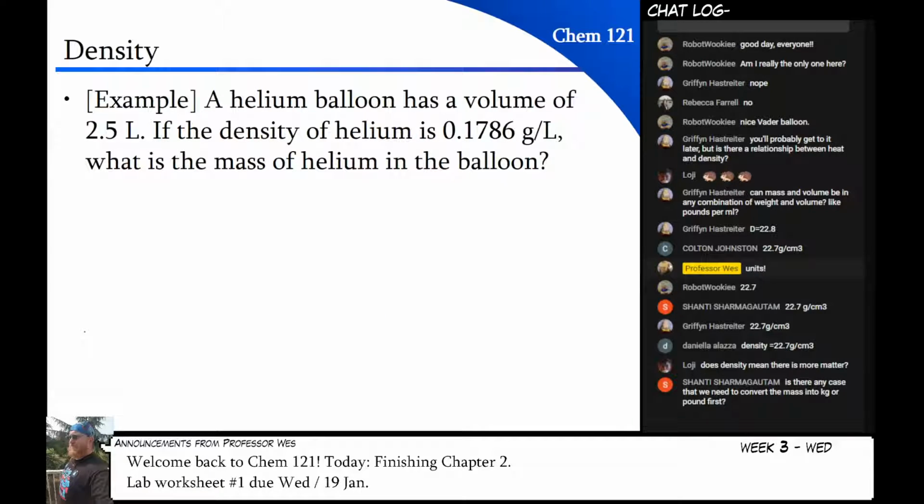All right, let's do another one. A helium balloon has a volume of 2.5 liters. If the density of helium is 0.1786 grams per liter, what's the mass of helium in the balloon?